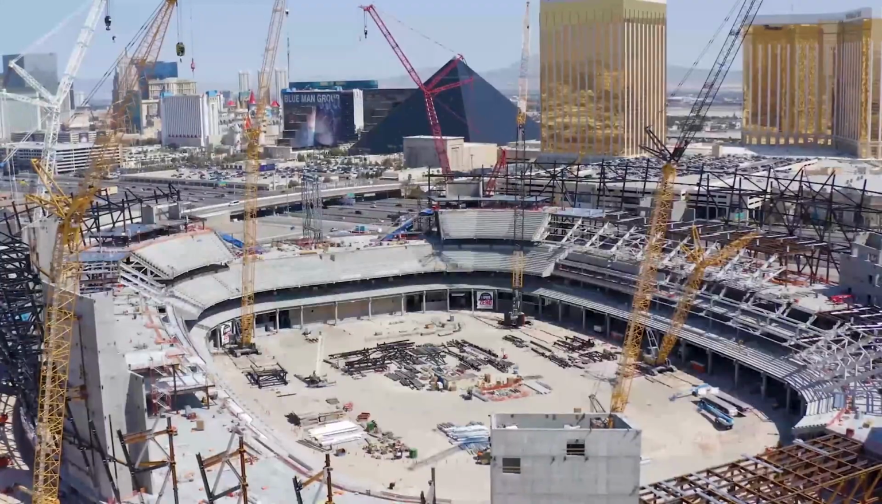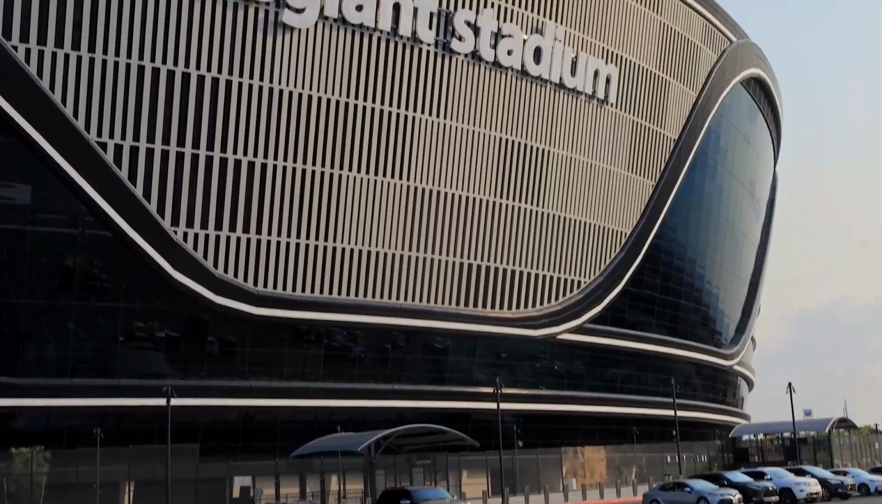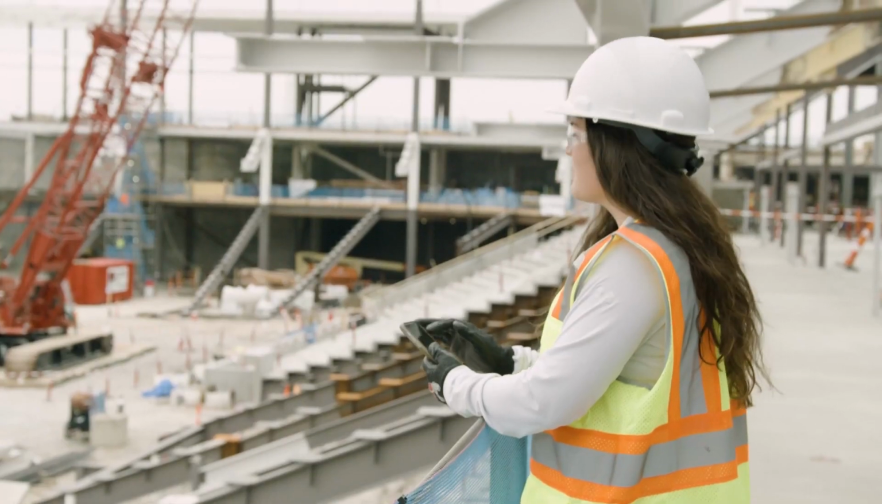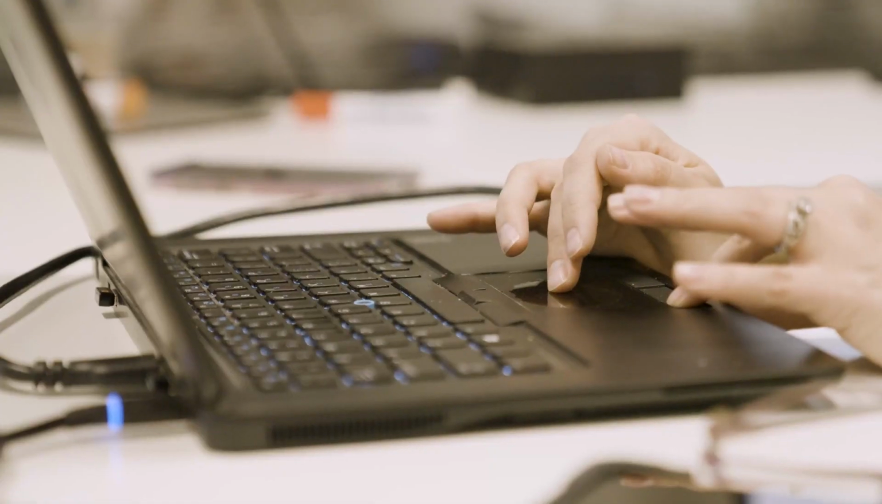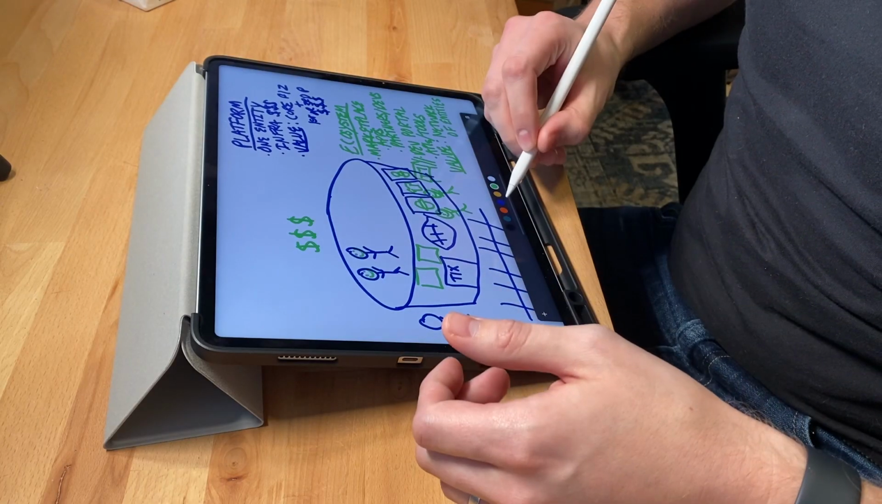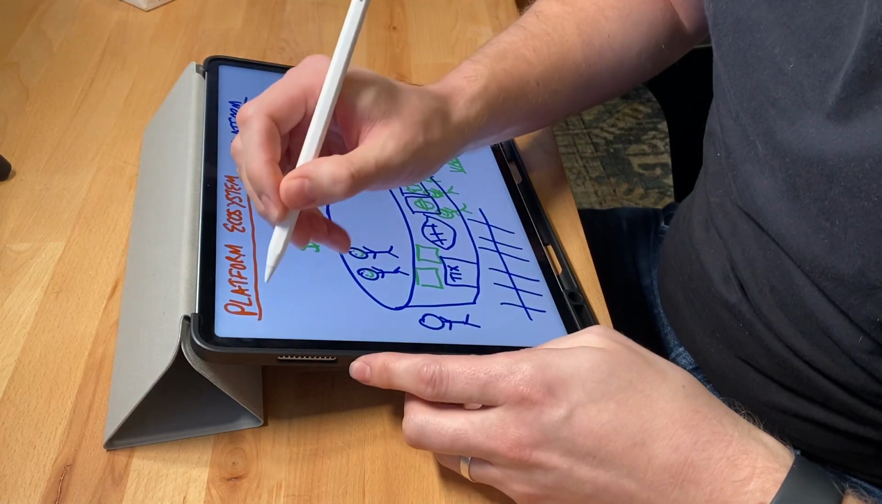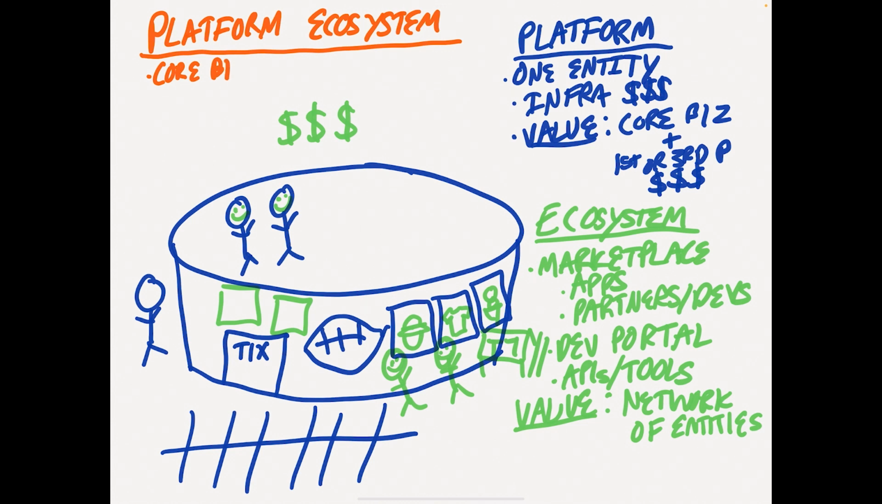So speaking of building things, did you know that the new Allegiant Stadium in Las Vegas was built using Procore? And all this is possible because of Procore's platform and ecosystem, or platform ecosystem. Let's talk about that a little bit. What is a platform ecosystem? It's kind of the best of both worlds, right? And it's pretty self-explanatory. The value of it is both through the core business or services offered by the business, as well as the network from the ecosystem.